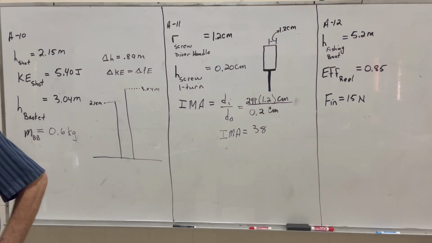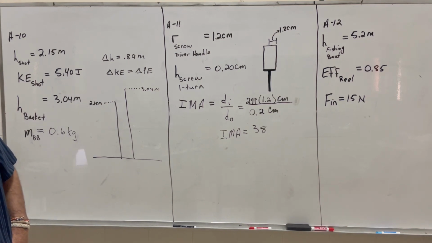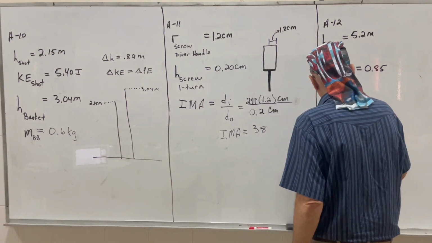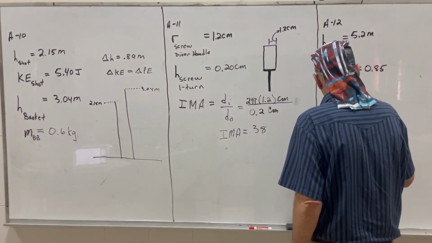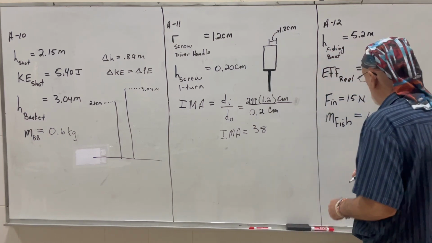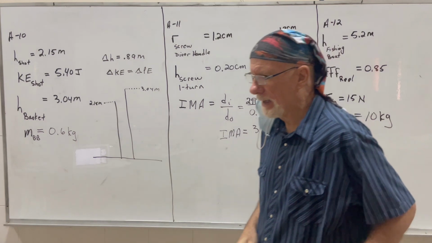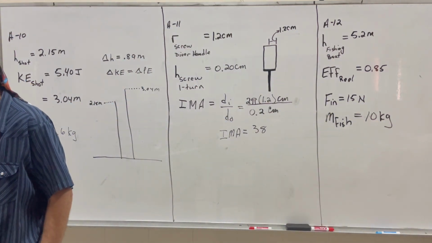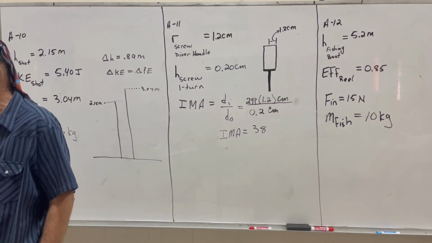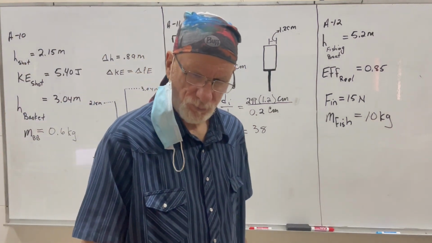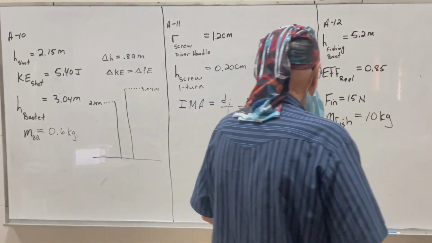What's the mass of the bluefish? I didn't write it down. What's the mass of the bluefish? Mass 10 kilos of fish. 10 kilograms, right, Isis? Yes. Okay, good. Now, so what do you do? What equation are you going to use? Aren't you going to use this one?